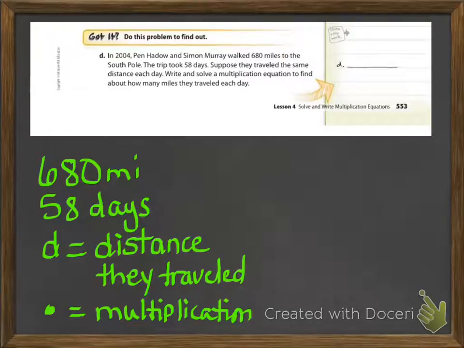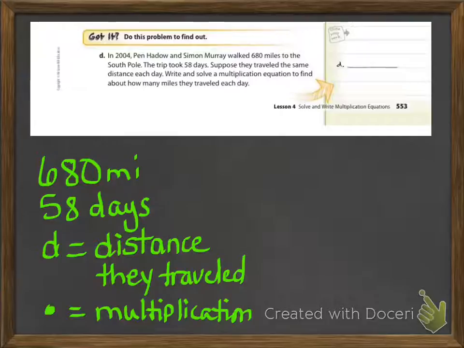All right, so here's what we know. It told us right at the beginning that we have 680 miles that the two people traveled. We know that it happened in 58 days. I'm going to go ahead and use the variable d to represent the distance they traveled. You guys could have used w for walk, x. It doesn't really matter what variable you use as long as it's a lowercase variable.